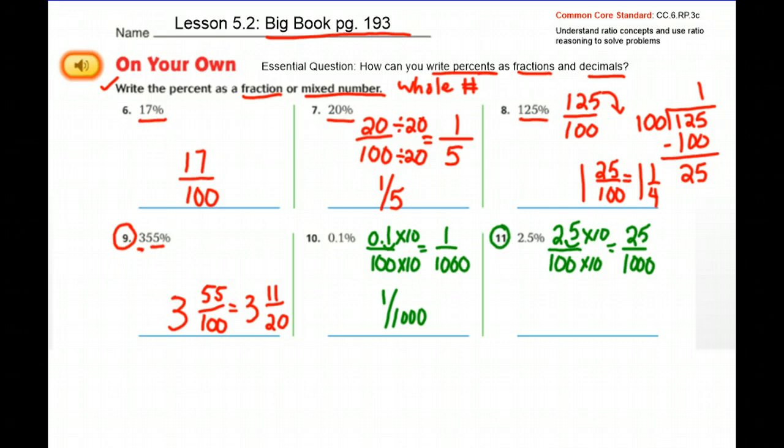Now, 25 over 1,000 can be reduced down. I can divide out a 25 from both of them to get a final answer of 1 over 40.